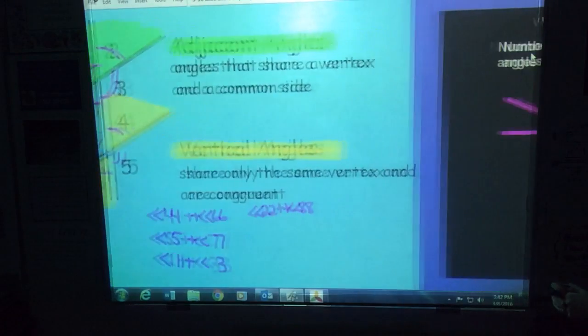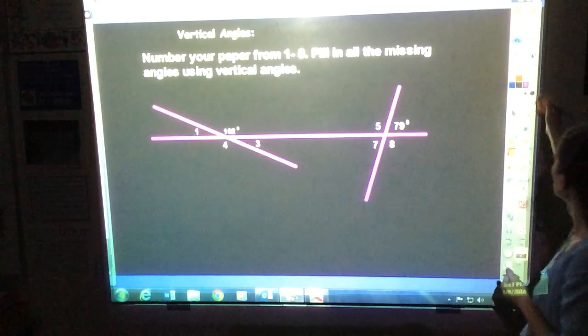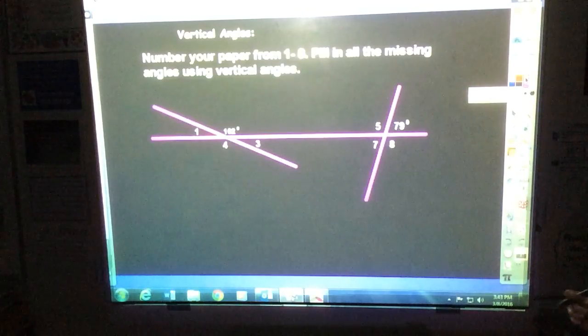They're congruent. So, knowing what I just told you about vertical angles, I want you to copy this diagram, copy the lines and the numbers that you see, and I want you to see if you can figure out the measure of some of these angles.